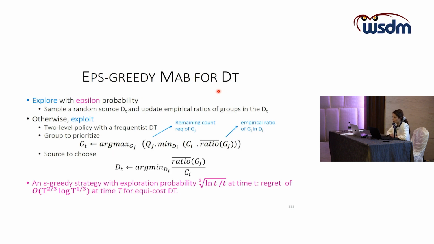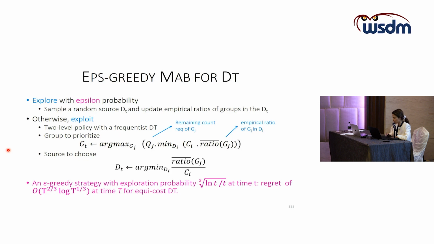In this strategy with probability epsilon, the planner explores. And with probability 1 minus epsilon, the planner exploits. During the exploration, the planner selects a random source, obtains a sample and processes it. And during the exploitation phase, the planner acts greedily based on some reward function and obtains some sample. In both phases, when we obtain a sample, we update the probability and the distribution knowledge about groups in different sources.